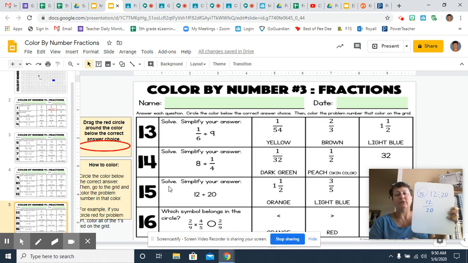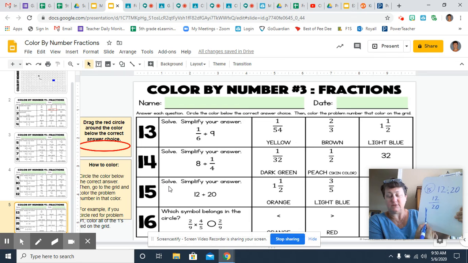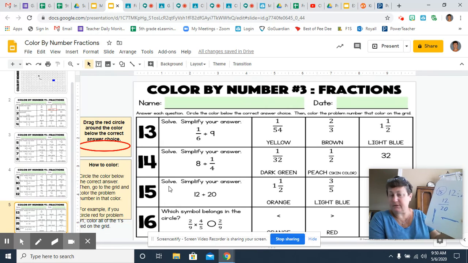Okay? Now, this is all mixed up. You've got adding fractions, subtracting fractions, multiplying and dividing fractions. Adding and subtracting have to be written up and down to find the least common denominator. Multiplying and dividing, you can write across, and you don't have to find the least common denominator.